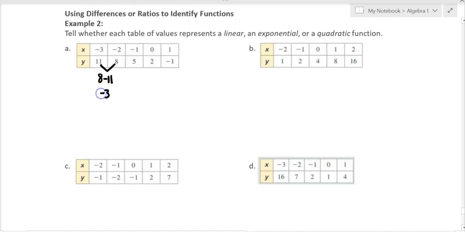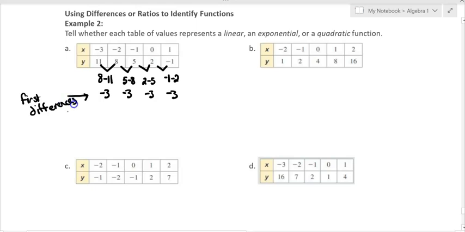So that makes negative 3. Do it again. The right number minus the number just before it. So 5 minus 8 is negative 3. Now you have to check all of them. 2 minus the number just before it, 5. 2 minus 5 is negative 3. And negative 1 minus the number just before it, negative 1 minus 2, is negative 3. These are called first differences. So if the first differences are constant, then that means that it is linear.